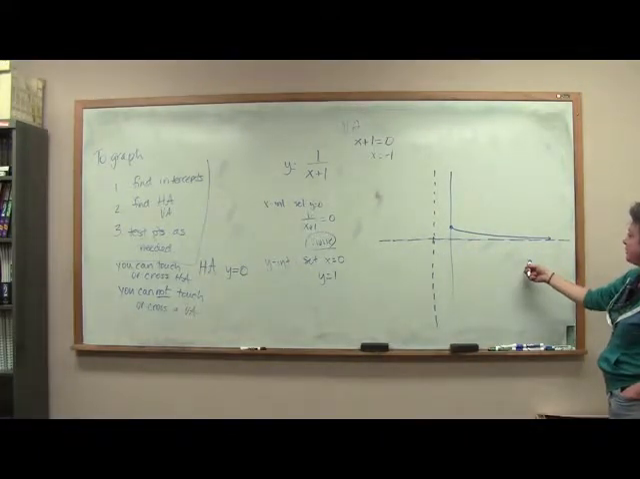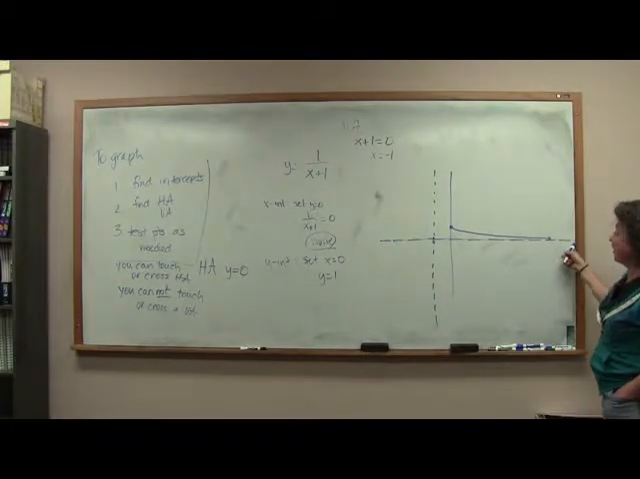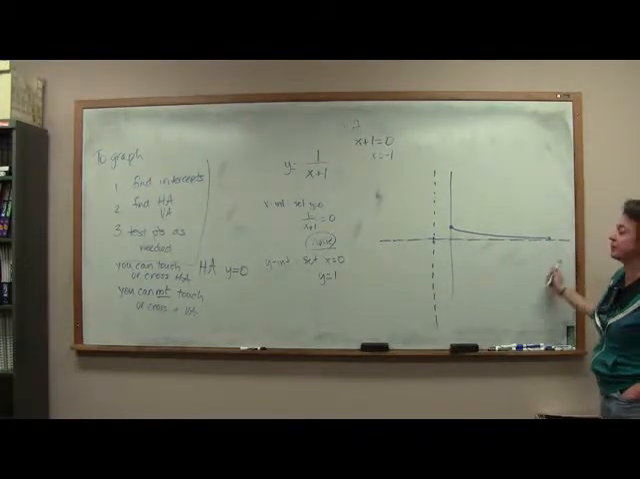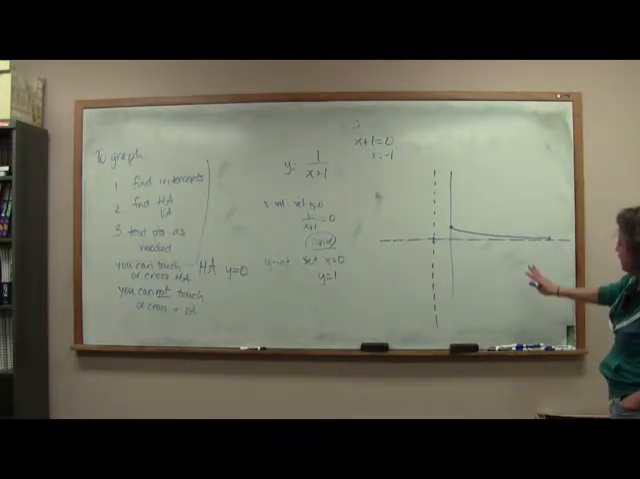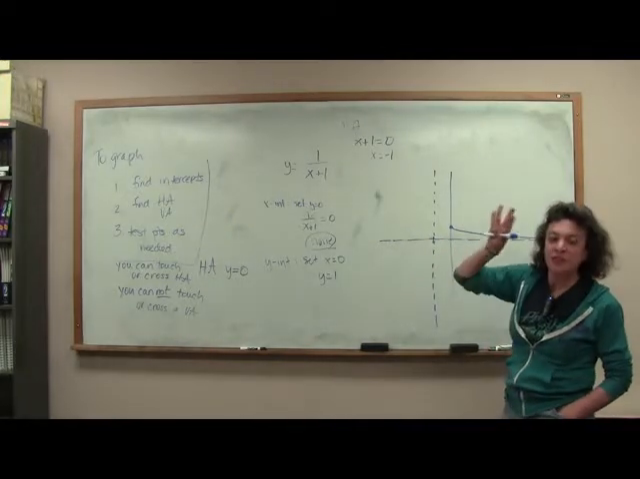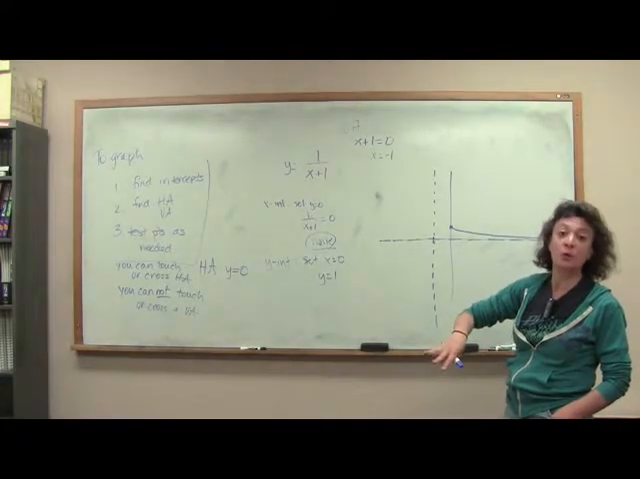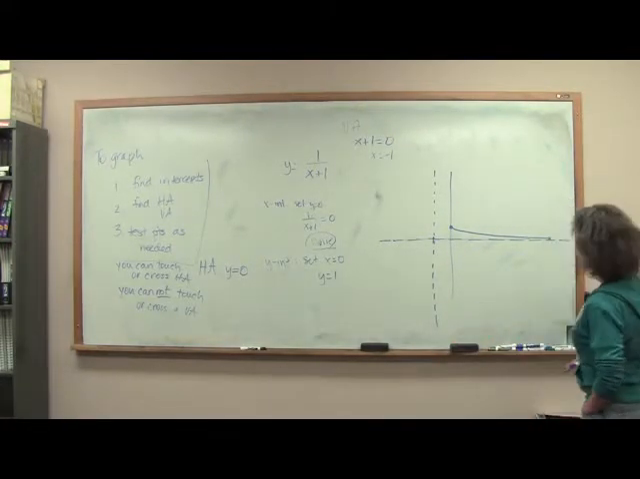Again, it can't jump down because then I have an x-intercept. It's not going to fly up because then I don't have my horizontal asymptote. Okay, so a lot of the graphing of rational functions comes just from knowing what it means to be a vertical asymptote or a horizontal asymptote.